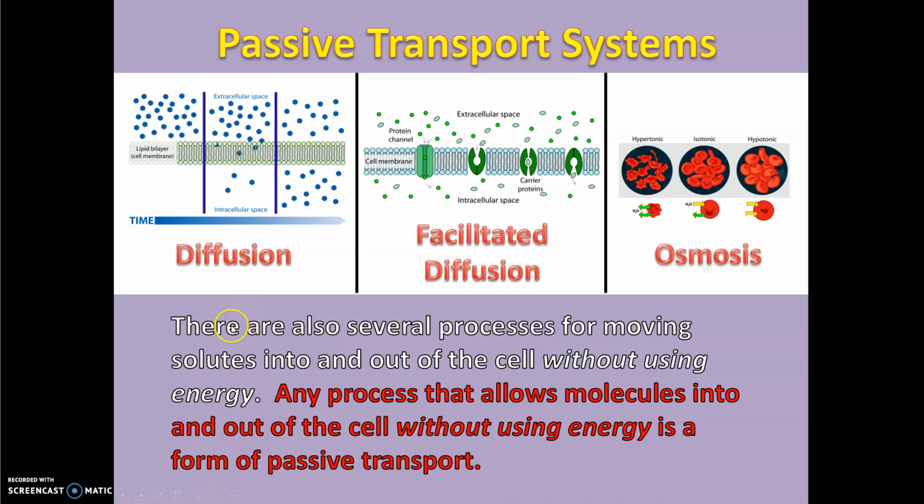So now we will talk about passive transport systems. We have our three here that we discussed a little bit in the reading, but now we're going to go a little bit more into them. So there's several processes for moving solutes in and out without using energy. So remember, when we talk about passive, we are not using any energy whatsoever. So any process that allows molecules into and out of the cell without using energy is a form of passive transport.